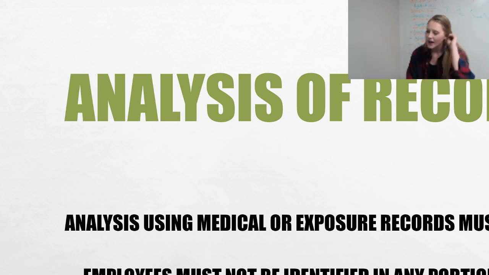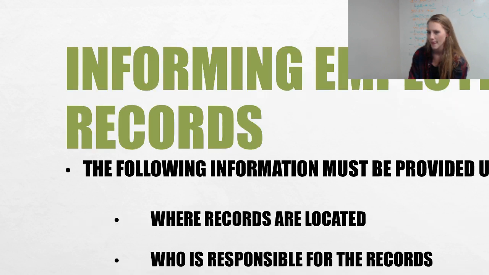Employees must not be identified in any portion of released analysis that reports the contents of employee medical records, like name, social security number, or other identifying information. Informing employees about records: the following information must be provided upon employment and at least annually: where the records are located, who is responsible for the records, who to contact for access, and their rights to copy records. The information must be made accessible, but formal training is not necessary.